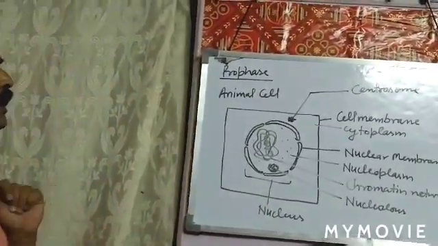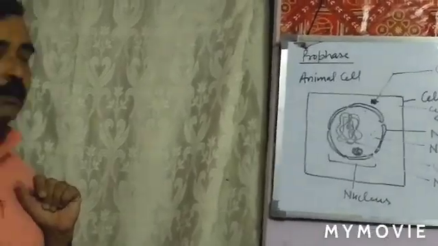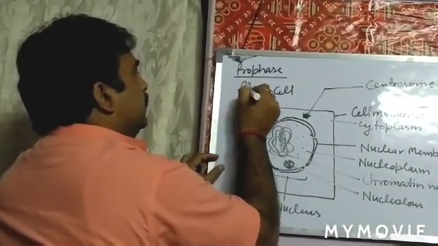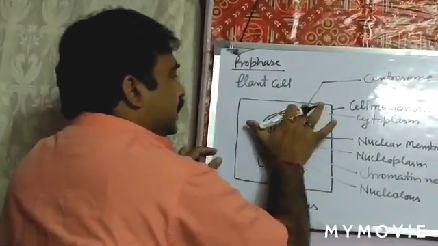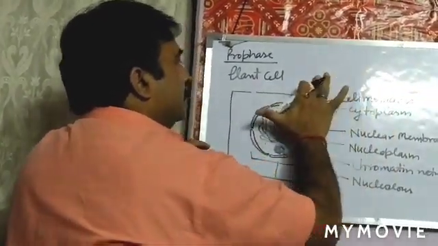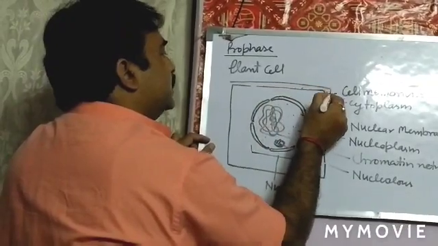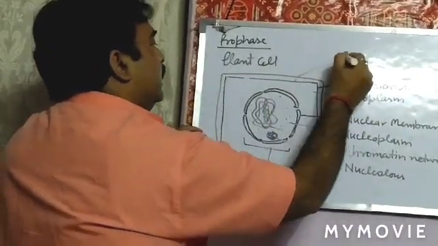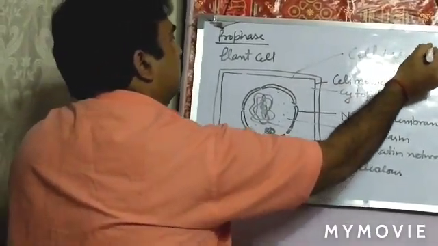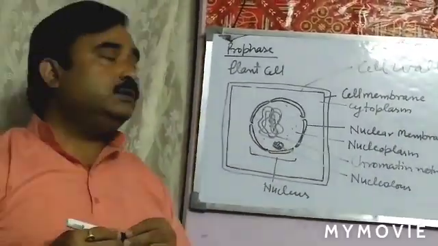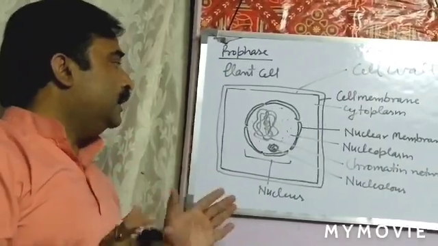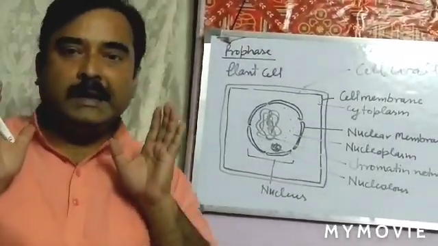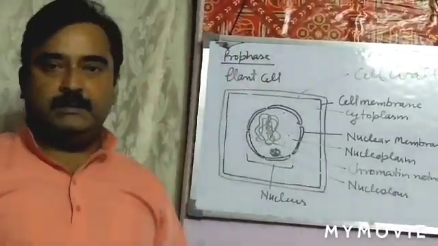And if we talk about the plant cell, all the structures are the same, but there is no centrosome, and one more protective covering is present around it. You are already aware, that is the cell wall. Clear? So this is the cell which is going to divide. This cell is going to divide by mitosis division, enter into karyokinesis, and prophase begins. Okay?